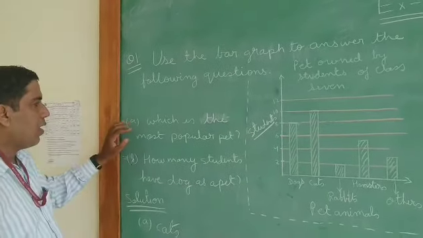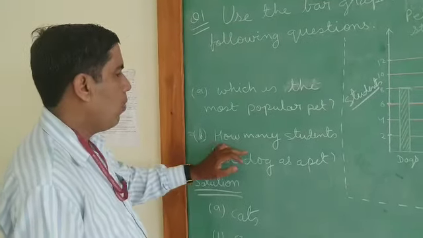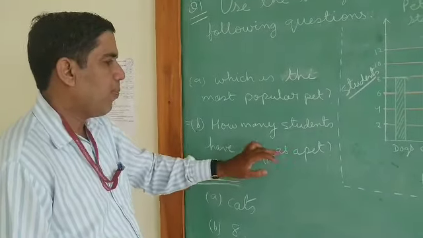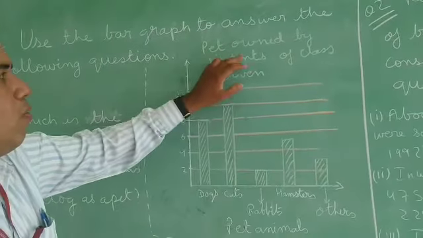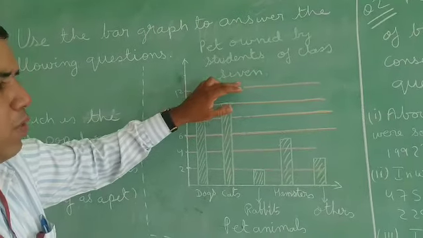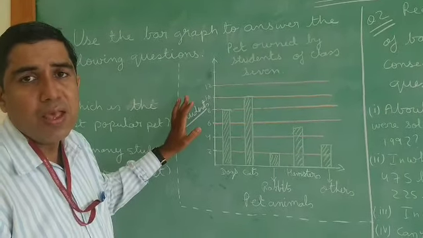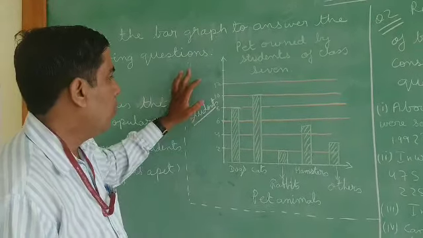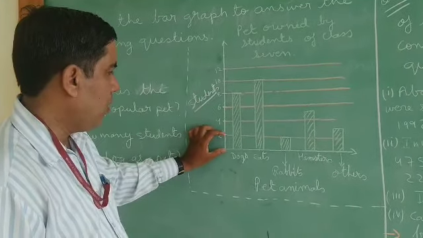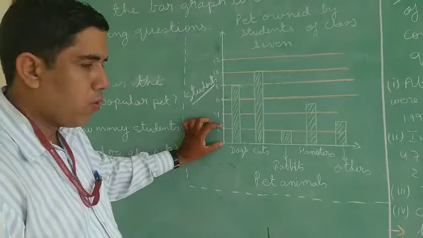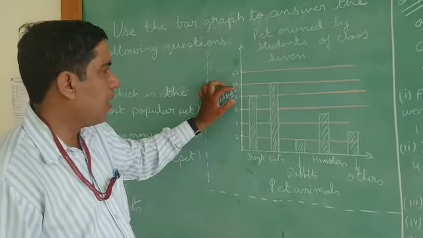Now what is the question asked here? Which is the most popular pet and how many students have a dog as a pet? Now let us understand the graph. Pets owned by the students of class 7. This is the information of the pets owned by the students of class 7. Now you can see I have taken 1 centimeter as 2, like this. So 2, 4, 6, 8, 10, 12.